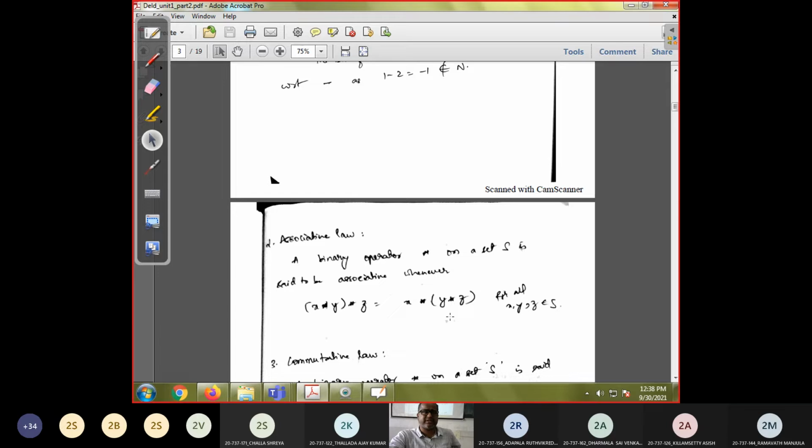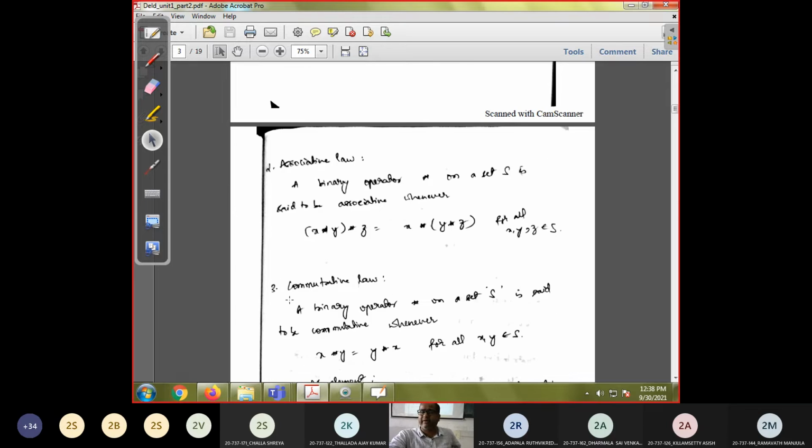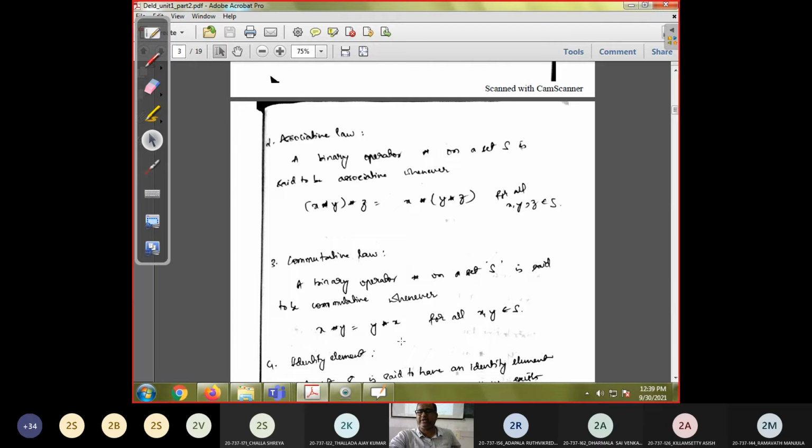Okay, all of you know these things, right? Now, similarly, I have the commutative property. It says that if I define an operator like this, star, on a set S, then it satisfies the commutative property if it satisfies this equation: x asterisk y should be equal to y asterisk x. So whenever this equation is satisfied, I can say that the commutative property is satisfied.